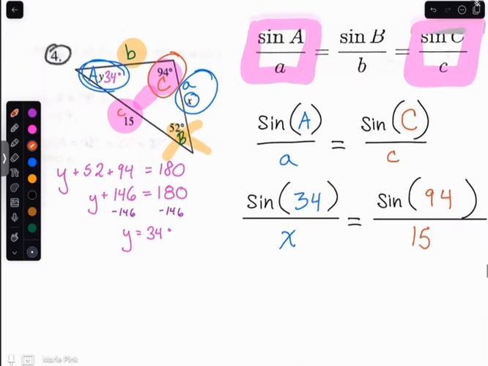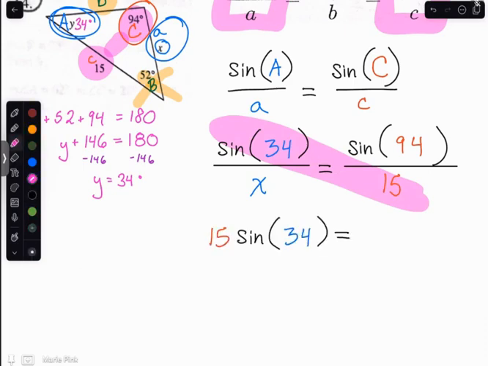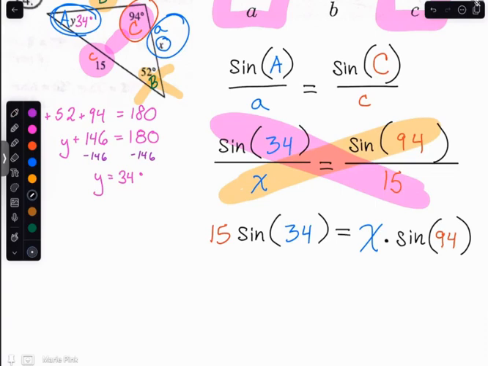Now, the last time I solved this a little bit differently, you can use whatever method you want. I'm going to do cross multiplication this time. So this time to do this, I'm going to multiply the stuff this way first. And then I'm going to multiply it by the stuff going the other way. So I'm going to end up with an equals X times sine of 94.